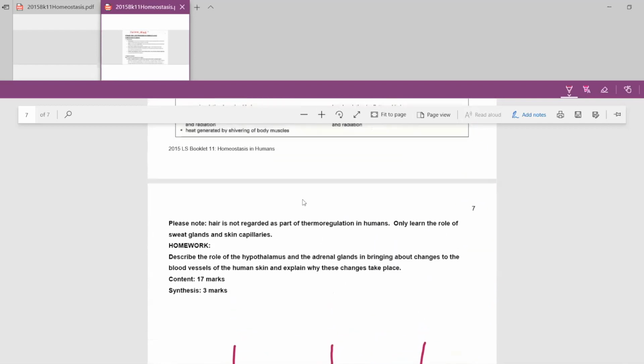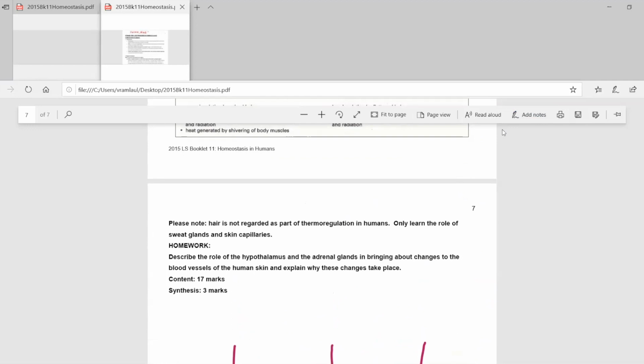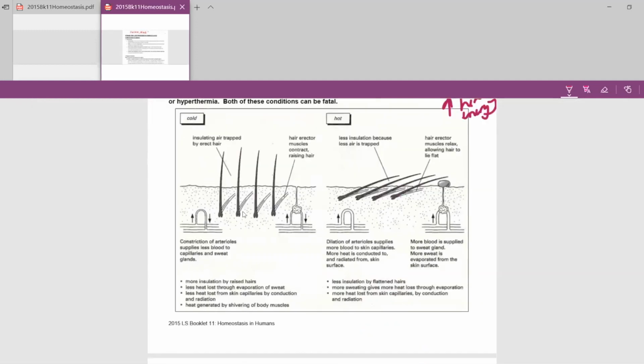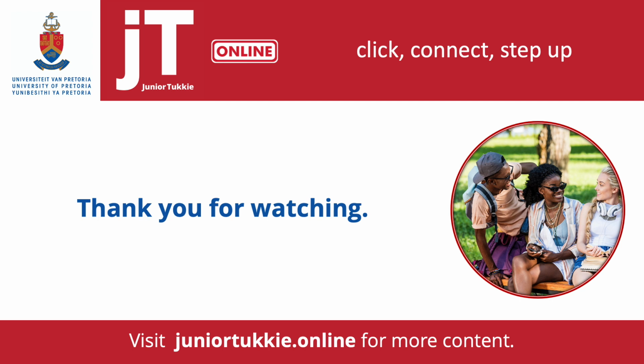This essay is also what I spoke to you about when we did adrenaline. So when you have the effects of adrenaline, the first thing that happens is you first will be cold. And then after the effects of adrenaline have worn out, then you feel hot. So they ask the role of the hypothalamus and the adrenal glands. So they basically want to know, firstly, what happens on a cold day, and then on a hot day. And I know this was one of the 2012 papers, if you want to go look at the memo. So that was thermoregulation. Thank you.